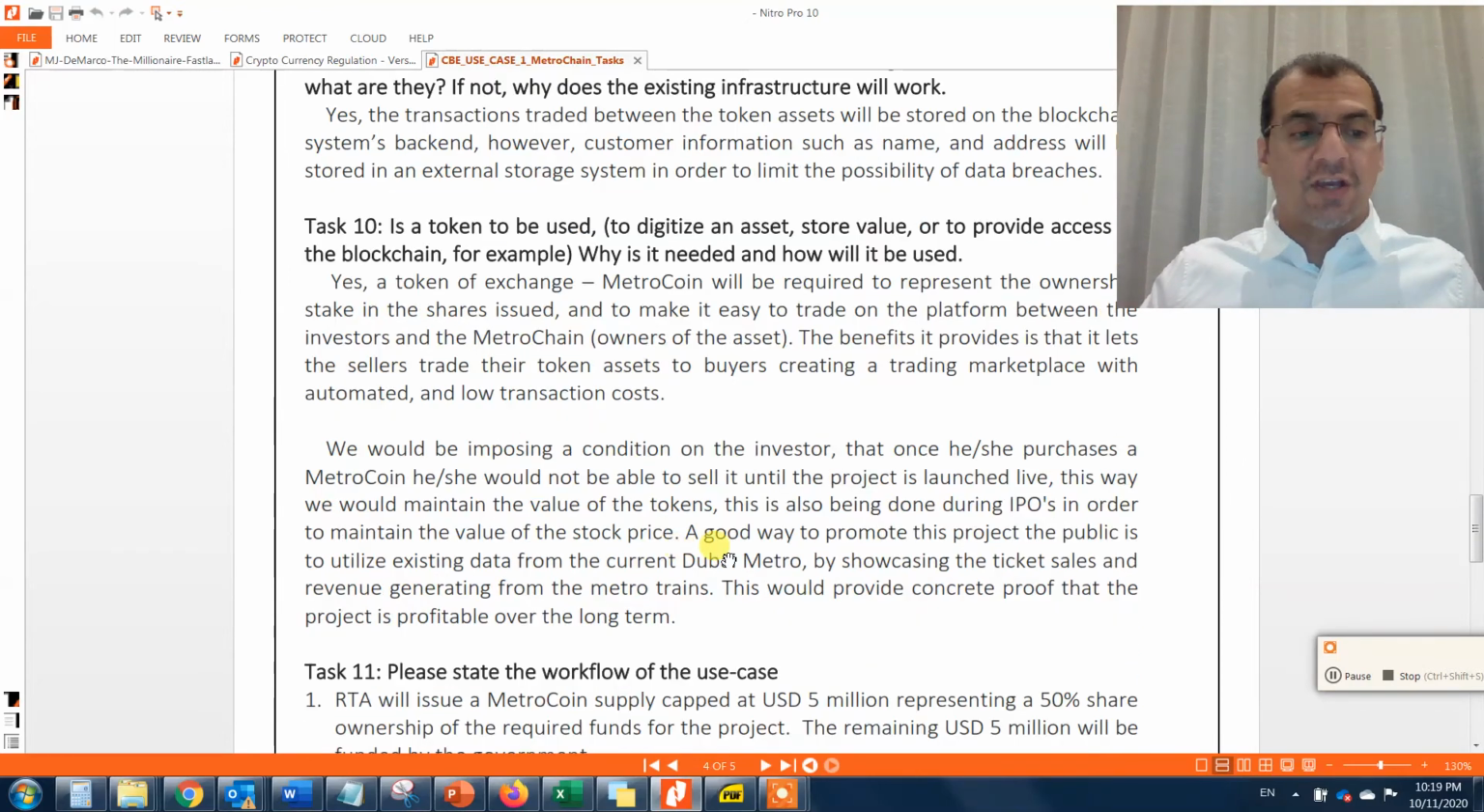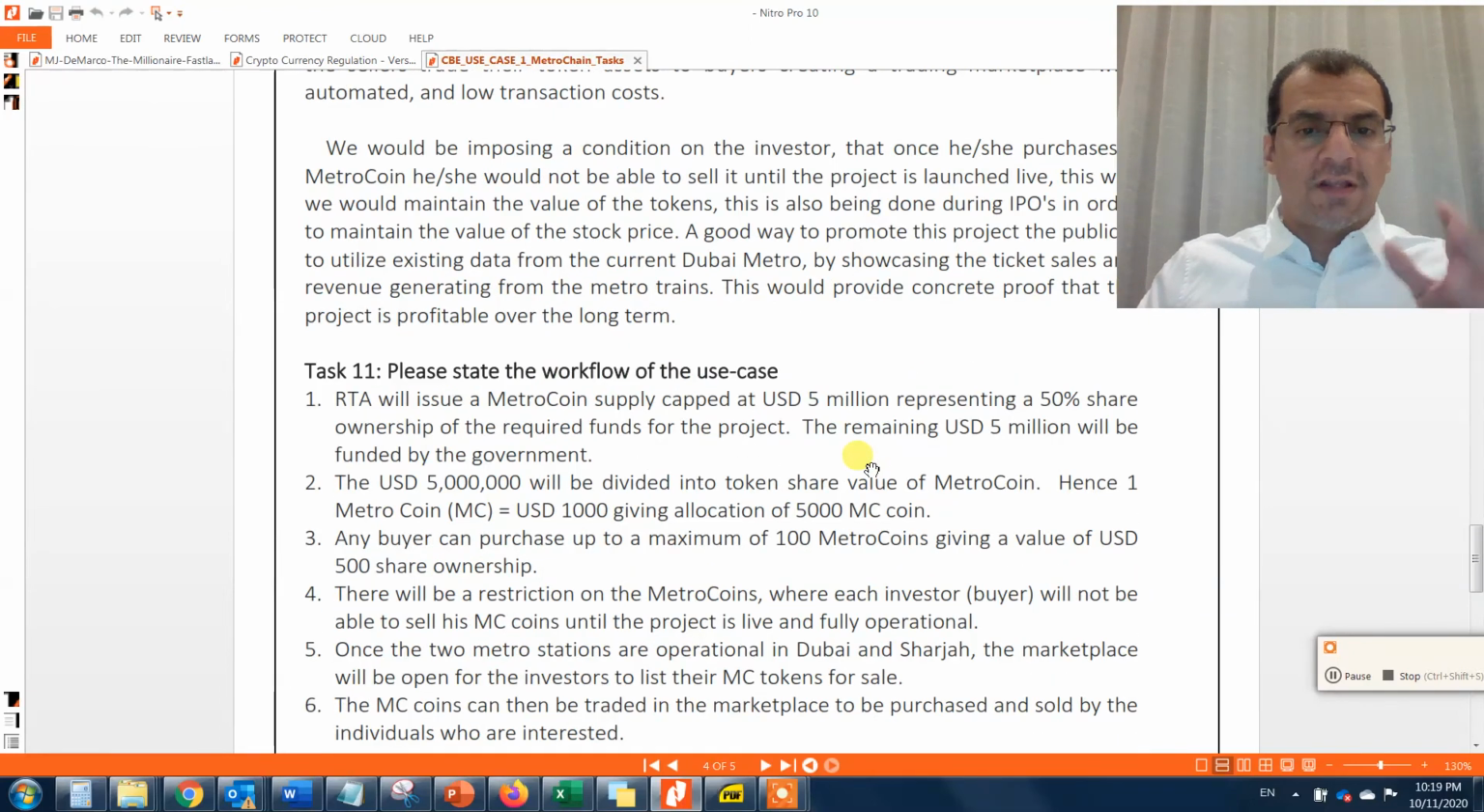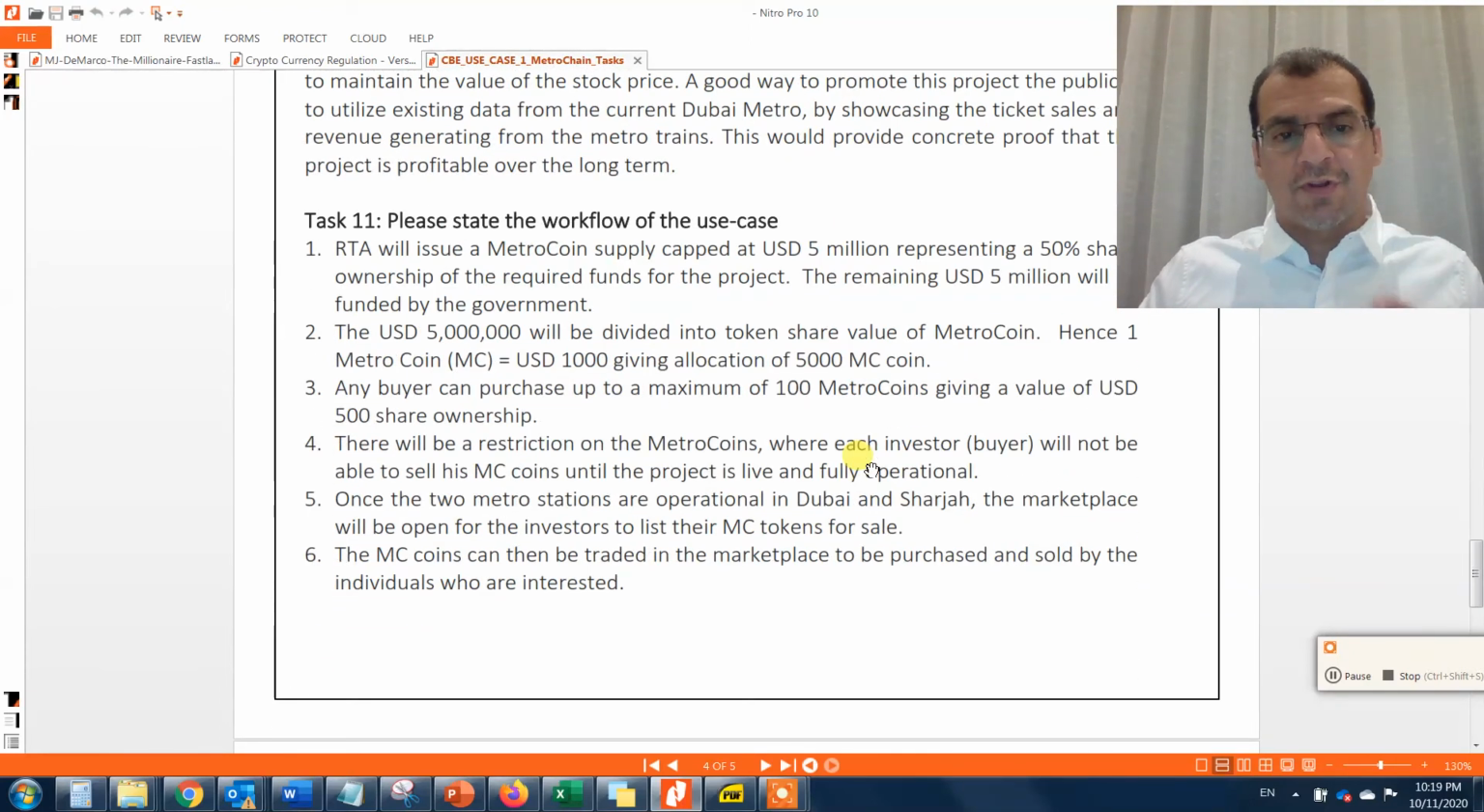We would be imposing a condition for the investor that once he or she purchases the MetroCoin, she would not be able to sell it until the project is launched live. And this is a way just to protect the investor's interest and the project interest. I'll leave that to you guys to go through and read when I put it up in the actual course.